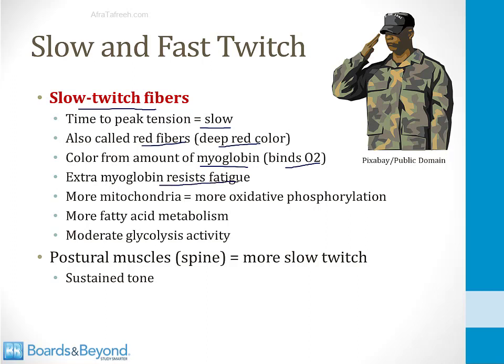So you can imagine that these are useful fibers to have in muscle tissue beds that need to remain contracted for a long time. And a good example of that are the postural muscles of your spine. If you want to stand for a long period of time, like this man shown in the screen here, you need to stay contracted in terms of your spinal muscles and your leg muscles. So you will find more slow twitch fibers in your postural muscles. These fibers also have more mitochondria. They can perform more oxidative phosphorylation and more fatty acid metabolism, and they have moderate glycolysis activity.